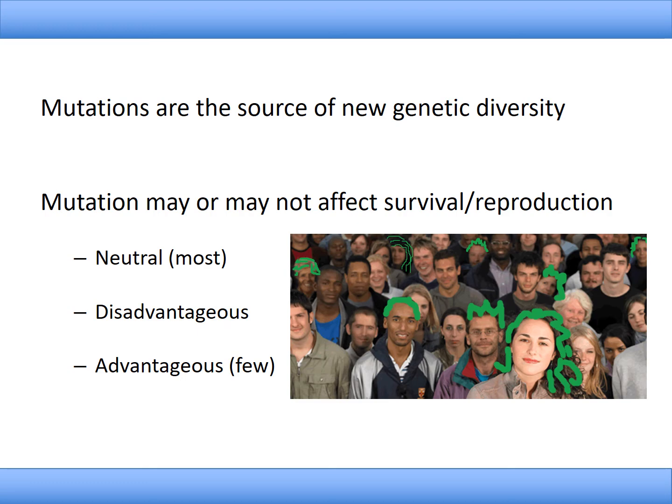Most mutations go unnoticed, and we call those neutral mutations. They pop up, we don't really notice, we go throughout our life, we pass them on to our children, and it doesn't affect us. Some mutations can be disadvantageous, meaning they inhibit survival and reproduction. They have bad effects. And some mutations can be advantageous, like lactase persistence mutations that you learned about in lab last unit. But most mutations are neutral.